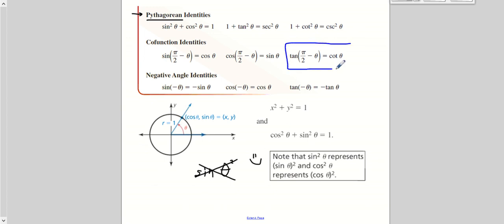Here it is. Now, you have these on your pink sheet, on the reference sheet I gave you in class, or the one that I put on Canvas for you to download. You can find it. It's on the second page, the same one that had the unit circle. This is known as a co-function identity. It's in the middle of the second page. Tangent of pi over 2 minus theta is cotangent theta. So we get to substitute and replace that with cotangent theta.